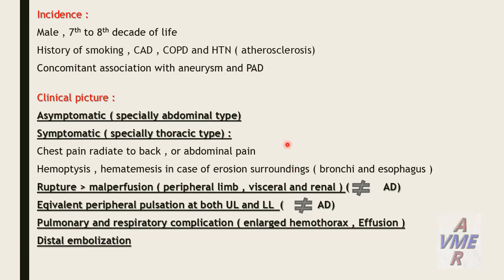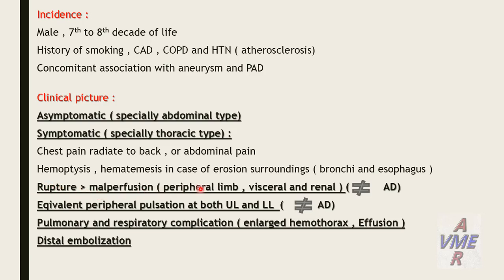So the penetrating aortic ulcer occurs in male gender, 7th to 8th decade of life, history of smoking, COPD, and hypertension, which are the same risk factors of atherosclerosis, with concomitant association with aneurysm and peripheral arterial disease. Clinical picture: asymptomatic in the abdominal type, symptomatic in the thoracic type, chest pain radiating to the back or abdominal pain, hemoptysis and hematemesis in case of erosion to the surrounding bronchi and esophagus, rupture complication more common than malperfusion.